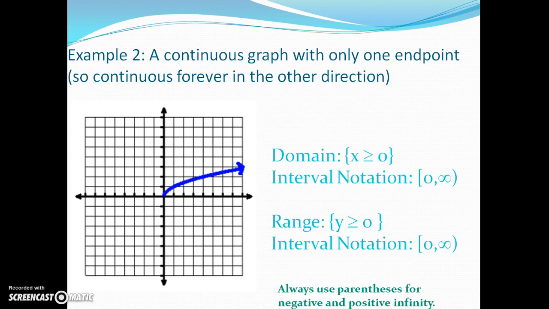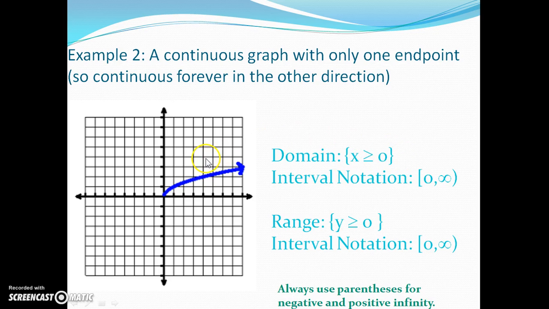Okay, let's look at another example. This is an example of a continuous graph with only one endpoint, so it's continuous forever in the other direction. So it starts at this point at 0, 0 and continues all the way to infinity. It's going to keep going and going and going.